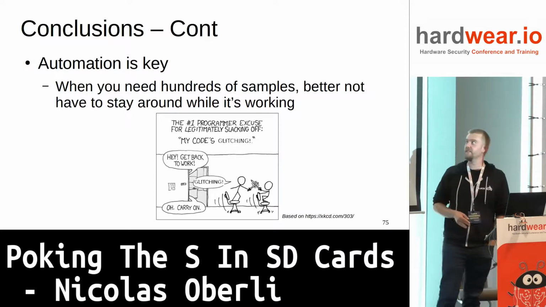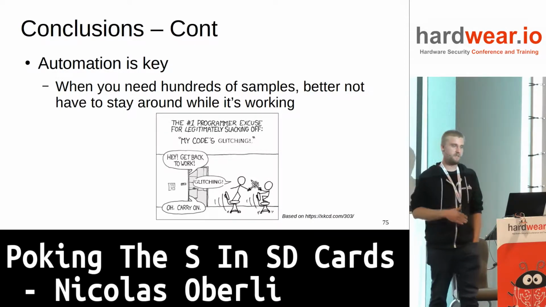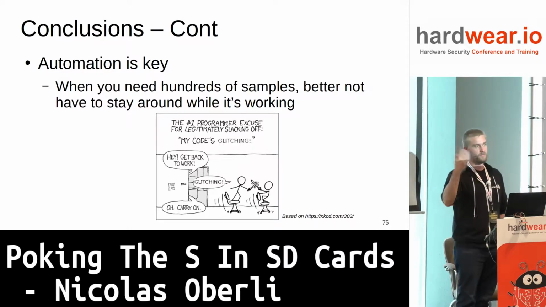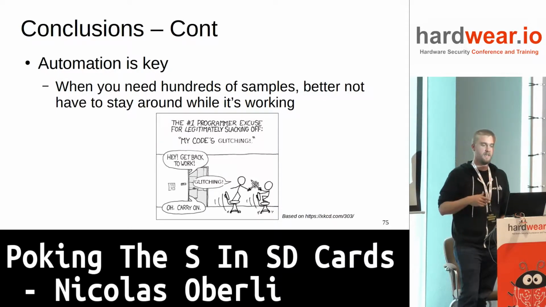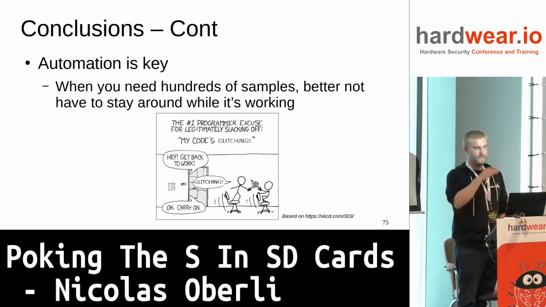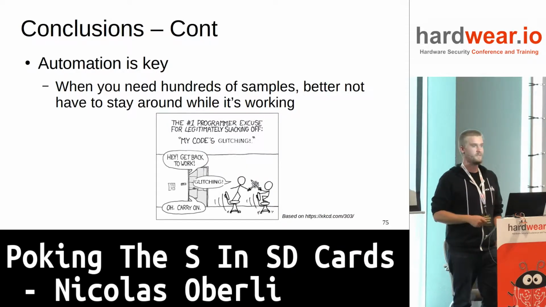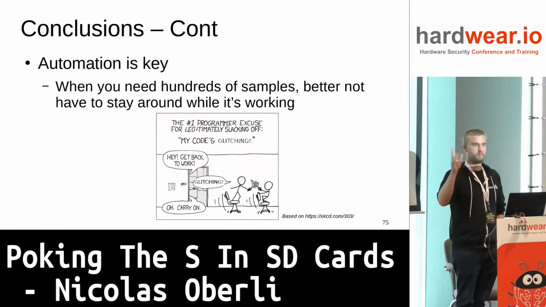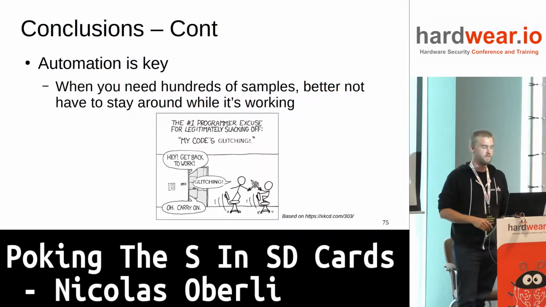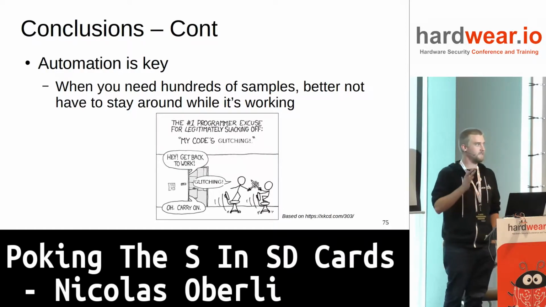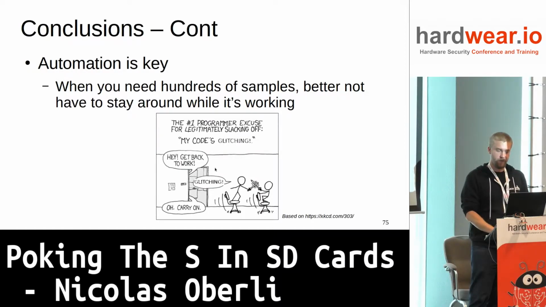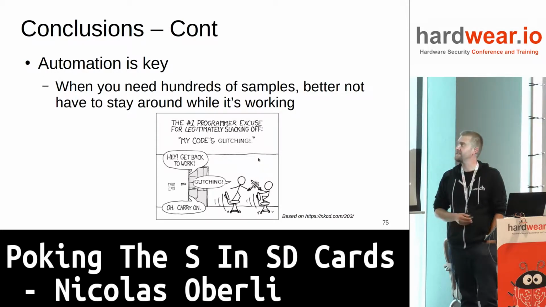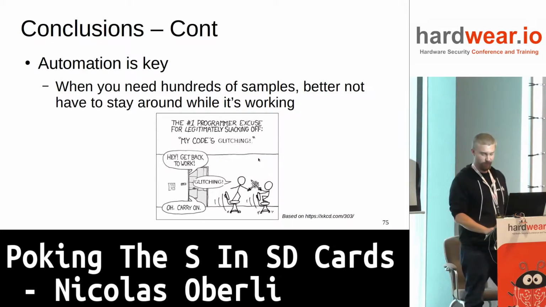Also, automation is really important. Because when you have to test a lot of cards, you have to run a lot of commands, you have to check for timings, etc. It can take a really long time. So if you can automate as much as you can, it's something that you can just run, then do something else, then come back the next day or some hours later, get the results, and you're good to go. I might have modified this XKCD a bit, but basically it's the same idea.